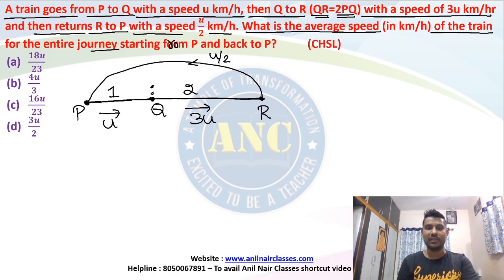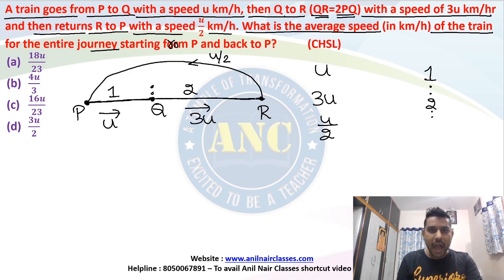A beautiful way of solving once again. Now see here, can I say that the speed from P to Q is u, from Q to R is 3u, and from R to P is u by 2? The distance ratio from P to Q is 1, from Q to R is 2, and from R back to P it is 2 plus 1, totally 3. So the distance ratio is 1:2:3. I can assume the distance as the LCM of the speeds u, 3u and u by 2, which is 3u kilometers.